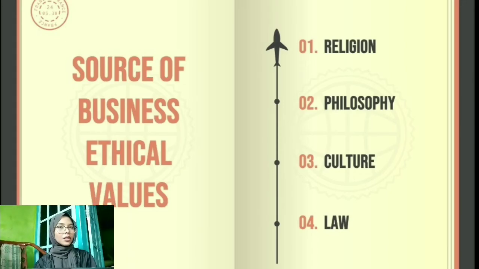Number 3, culture. Every culture, transitioning from one generation to the next, embodies new rules and standards which will be accepted in the company, which will then be manifested in behavior. Number 4, law. Law is a set of rules made by the government in order to ensure the survival of the nation and state. The law determines ethical expectations in the community and regulates and encourages the correction of problems that are seen as bad in the community.